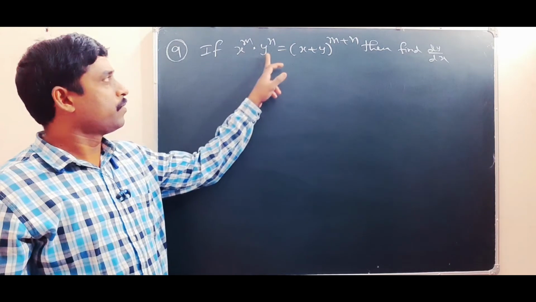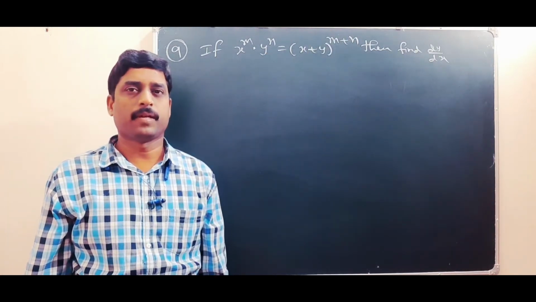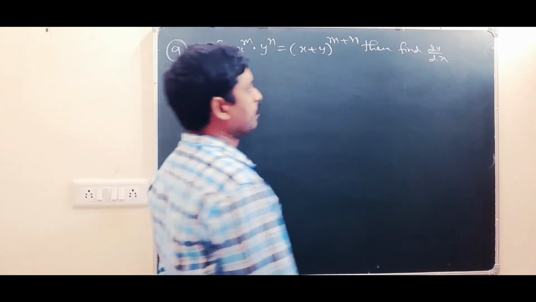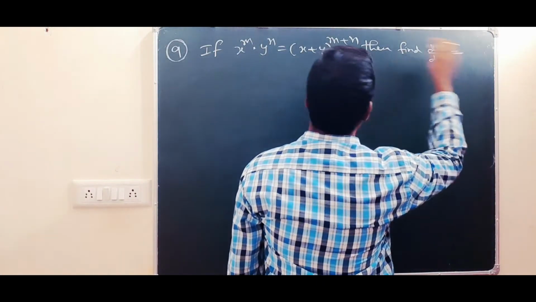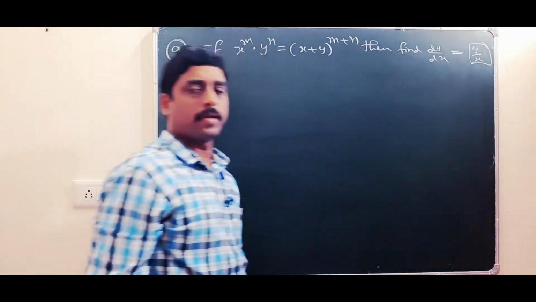Okay, look at the next question. x to the power m into y to the power n is equal to x plus y power m plus n. Then find out dy by dx. This is a very important problem. This is the standard result. The answer is y by x. Now let us explain this proof.